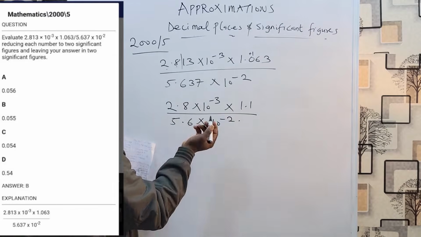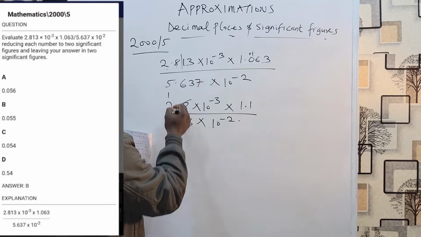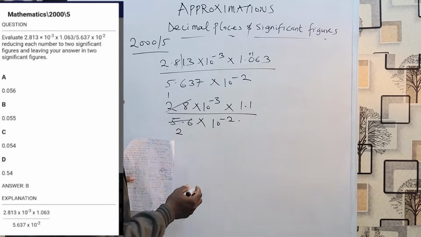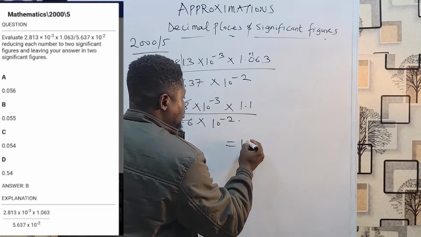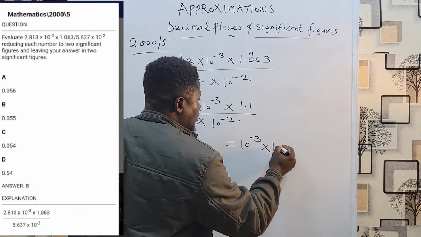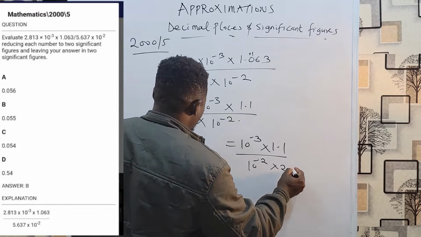Right? So if you are very fast, smart, you know that 2.8 here, 2, right? Then, of course, our answer becomes what now? What is left here? 10 raised to the power minus 3 times 1.1 all over 10 raised to the power minus 2 times what? 2.